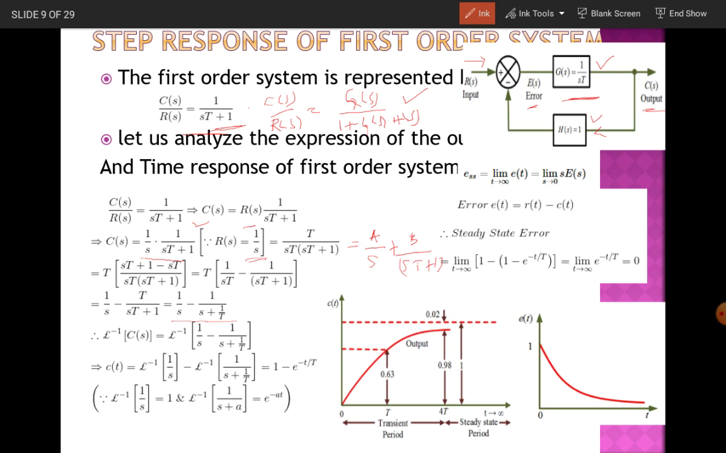So after finding a and b, substituting in this expression, you will get this, that is 1 by s minus 1 divided by s plus 1 by T. Then you take the inverse Laplace transform. So for 1 by s, the inverse Laplace transform is 1. Then for 1 by s plus 1 by T, the inverse Laplace transform is e power minus t by T. So this is the final output, C of t equal to 1 minus e power minus t by T.